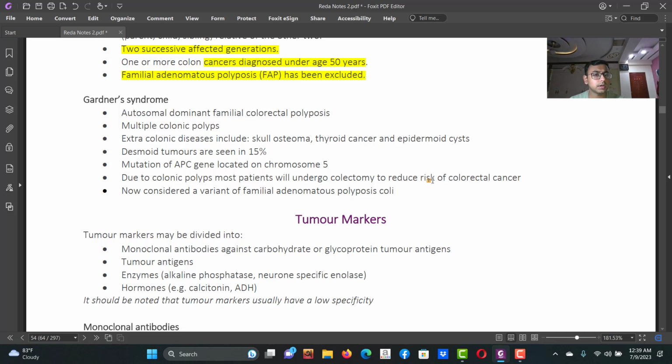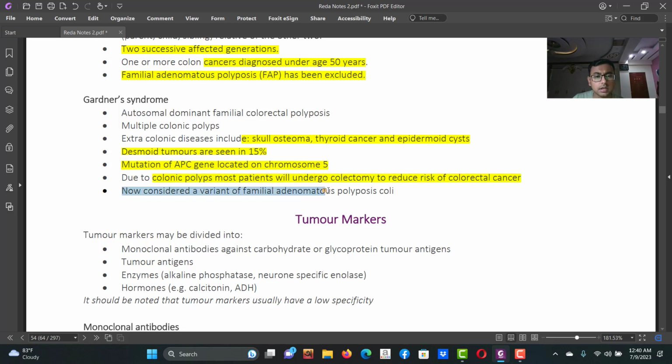Gardner syndrome is autosomal dominant with familial colorectal polyposis, so multiple colonic polyps may be present, and extracolonic disease including skull osteoma, thyroid cancer, and epidermoid tumors seen in 15%. It is a mutation of the APC gene located on chromosome 5, and due to the colonic polyps, most patients will undergo colectomy to reduce the risk of colorectal cancers.